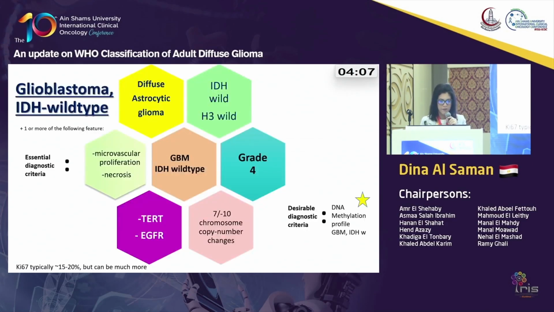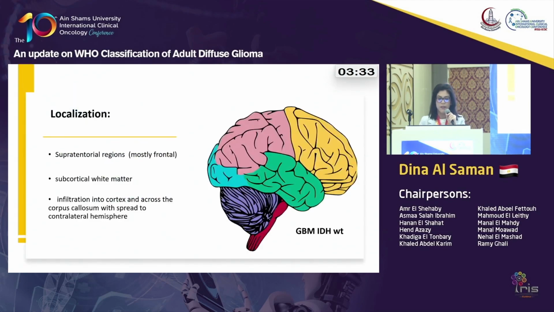Have to move faster. As for the glioblastoma, the last one that we're going to talk about today, okay, it's a diffuse astrocytic glioma for sure. Essential diagnostic criteria, I have MVPs, I have necrosis, it is IDH wild, I have TERT mutations and EGFR amplifications. If I do the testing for the 7 and 10 chromosome copy number, I find some changes. And if you can do further DNA methylation profile, it is a desirable diagnostic criterion that would support the diagnosis of GBM IDH wild.